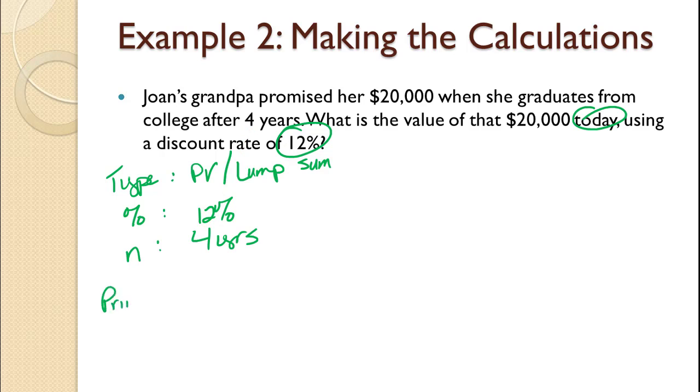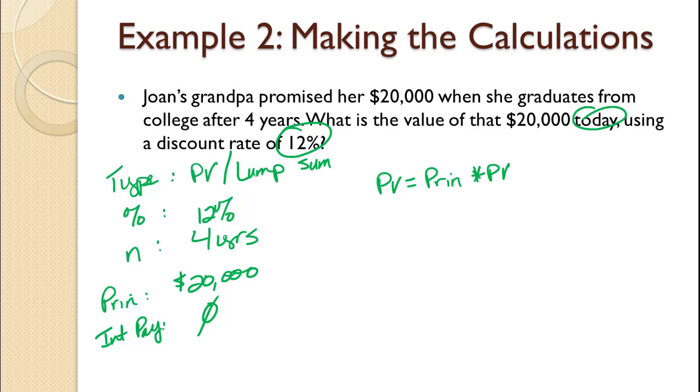And then we need to know the principal, and that's the $20,000. The last thing we could gather would be the interest payments, but there are none here because he's just going to make the payment once, so this is nothing. Now that we've got all the information, we can do our calculation, and the basic equation looks like this: the present value is equal to the principal times the present value factor of n periods at a given rate.